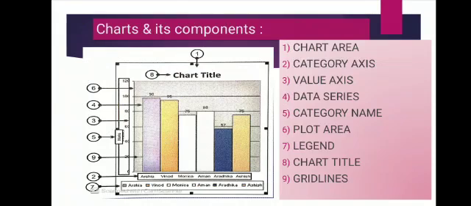Now there are several components of chart. See, with the help of numbers I have shown here. First one is chart area, then category axis, third is value axis, fourth data series, fifth category name, sixth plot area, seventh legend, 8th chart title, and 9th grid lines. So we will see these one by one.